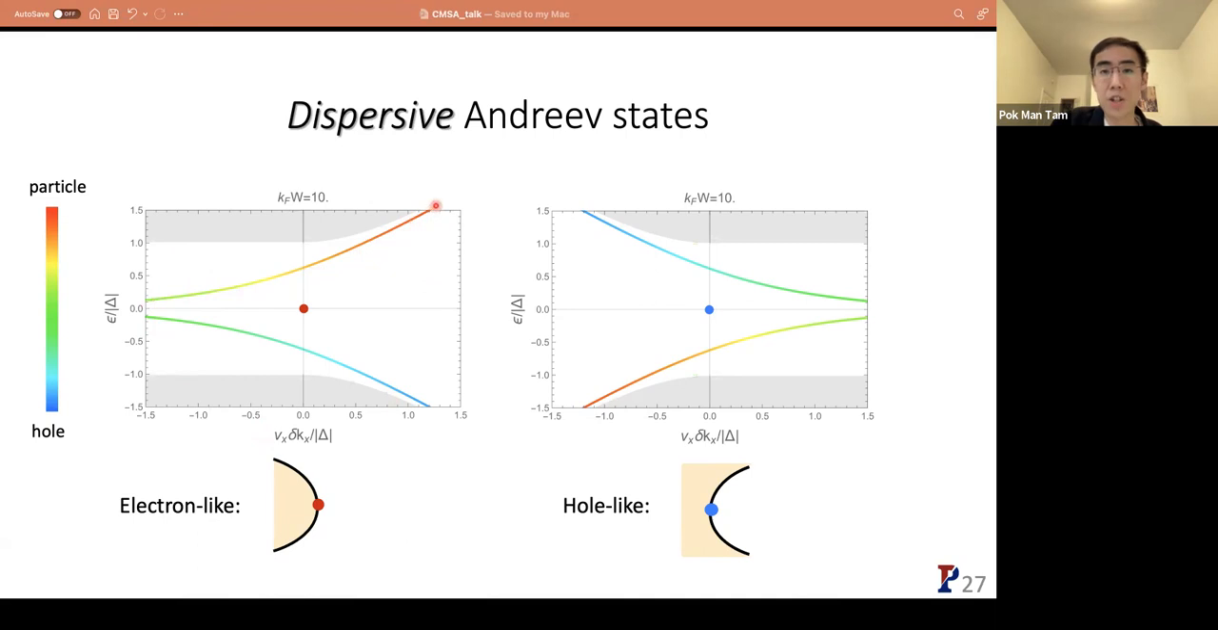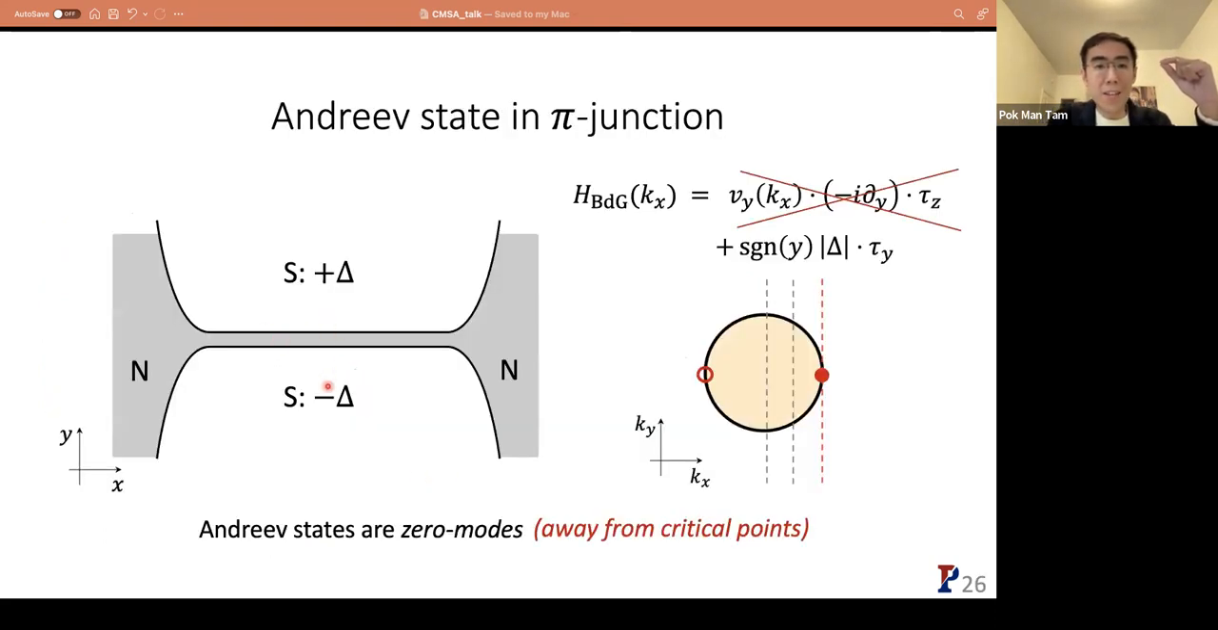But if you have high energy, then your Andreev state is predominantly an electron or a hole, depending on whether you are doing this analysis near a critical point that is convex or concave. And now let me talk about the following. Because you have a dispersion of Andreev states, if you're an Andreev state inside a junction, you actually move, and when you move, you eventually move outside the junction.